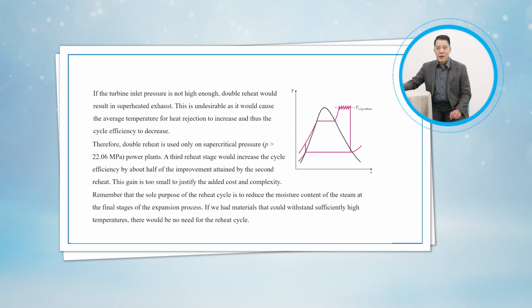Remember that the sole purpose of the reheat cycle is to reduce the moisture content of the steam at the final stages of the expansion process. If we had materials that could withstand sufficiently high temperature, there would be no need for the reheat cycle.